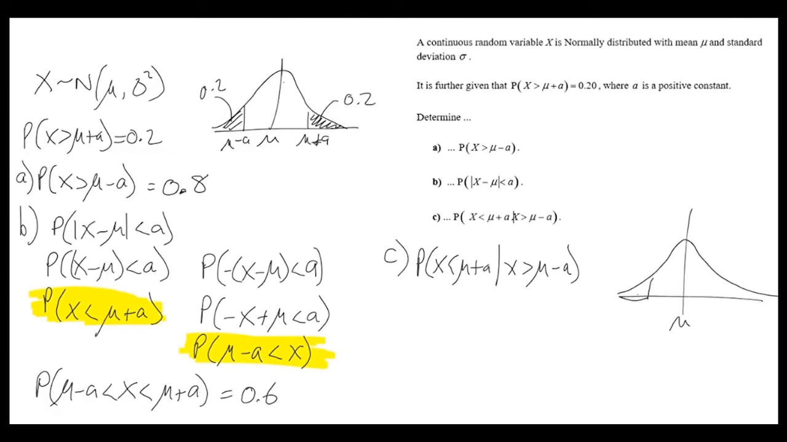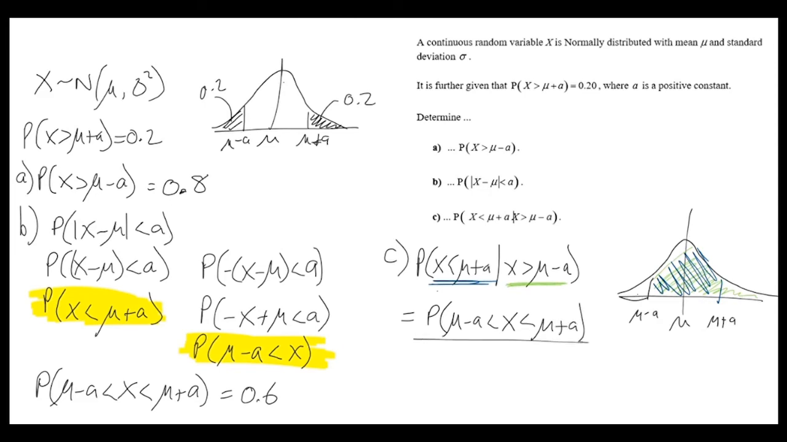X is greater than mu minus a is everywhere to the right of here. So if I'm initially considering this shaded region, what is the probability that from there I get x being less than mu plus a? So let's see if we can represent that. That's going to be everything here. Okay, so what's the probability that we get the blue region given we're only interested in the green region? Firstly, we need the intersection of the two of them, and the intersection is shaded in blue. It's the probability that x is in between mu minus a and mu plus a.